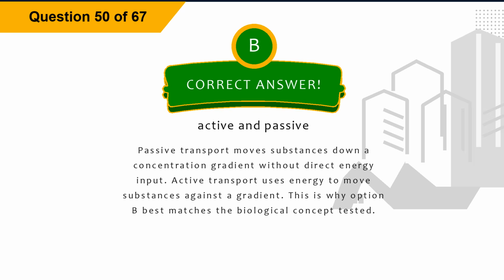The correct answer is option B, active and passive. Explanation: passive transport moves substances down a concentration gradient without direct energy input. Active transport uses energy to move substances against a gradient. This is why option B best matches the biological concept tested.